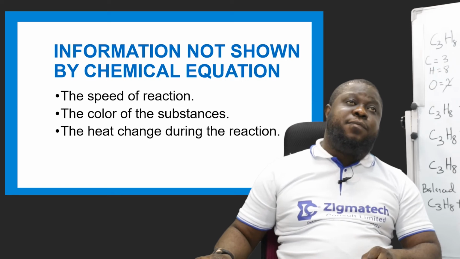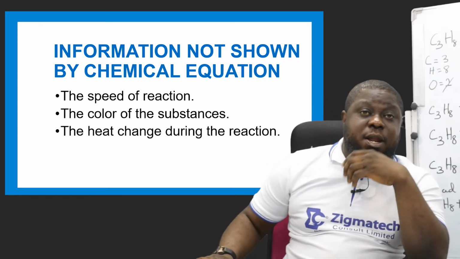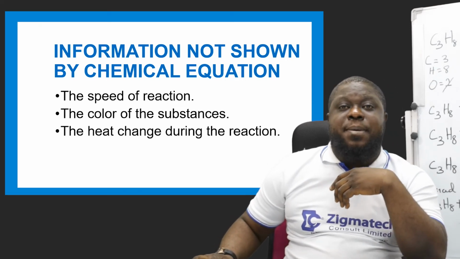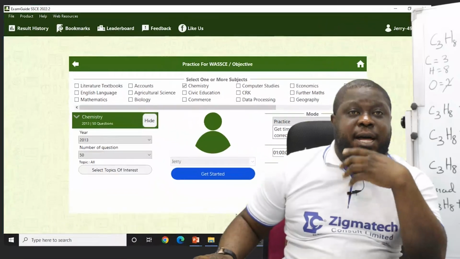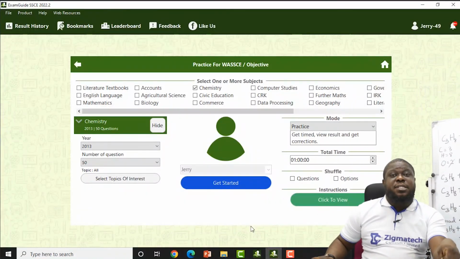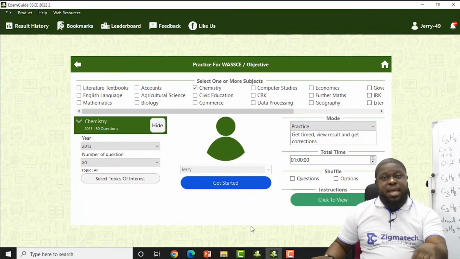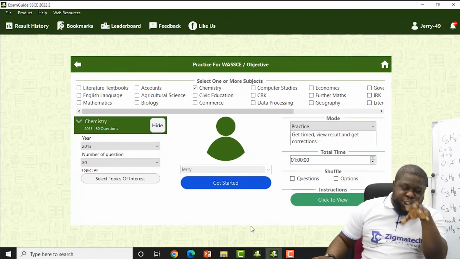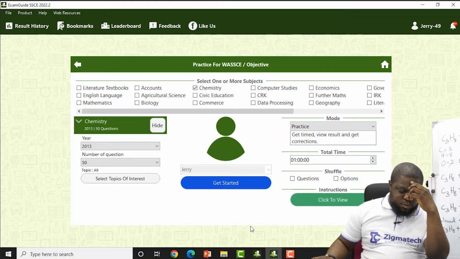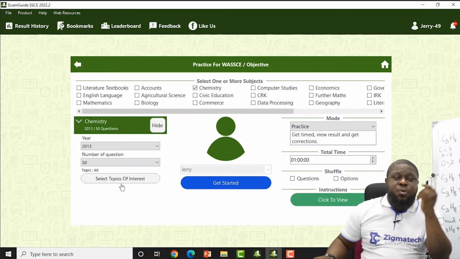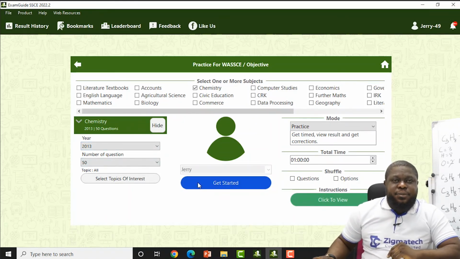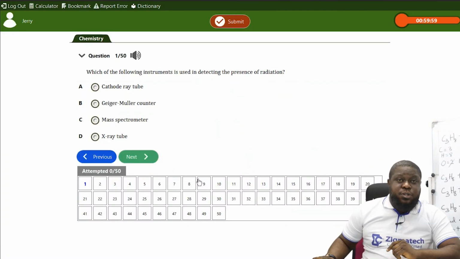Now we have come to the end of this section, but before we leave, like I said, we will use our exam guide in quantifying what we have learned so that we can understand the information that we have gotten. So we'll go to the exam guide, 2013, question 19.